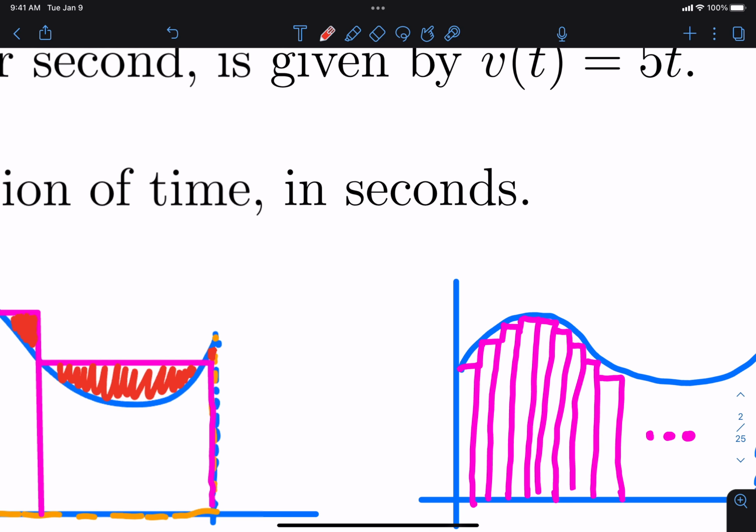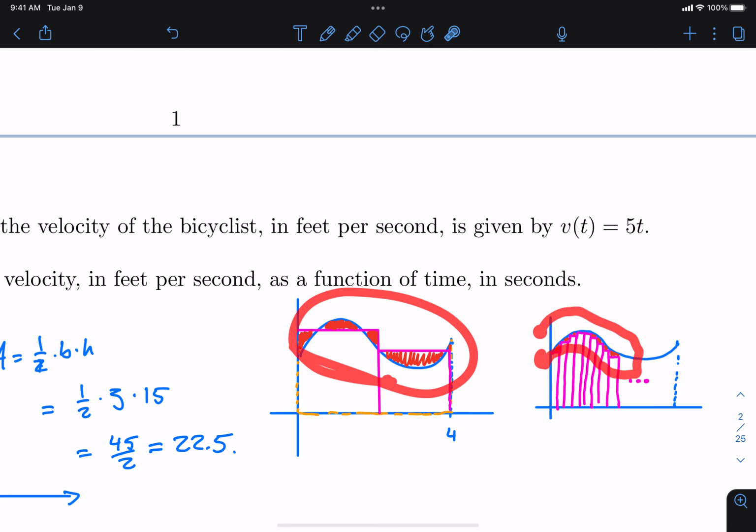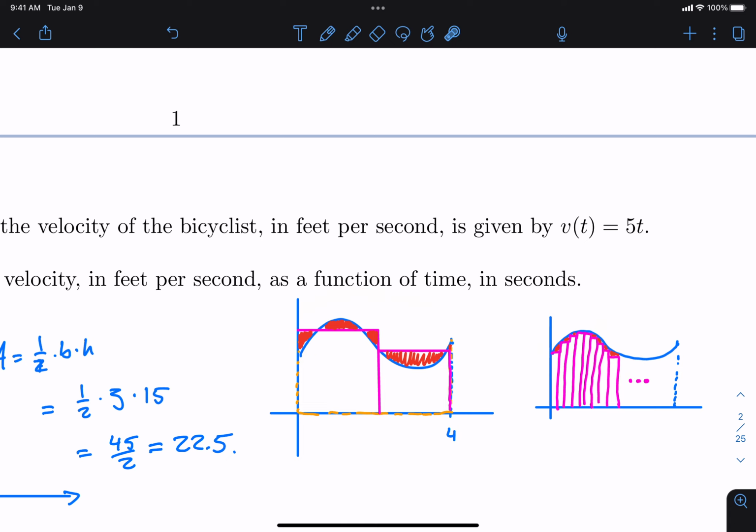But what does my error look like here? My error is just these little bits, right? And you could see that if you were to add up all of the error in this one versus all of the error here, you're going to have a much smaller error, right? Basically, how many times can I say error in 1 minute? Probably a lot.